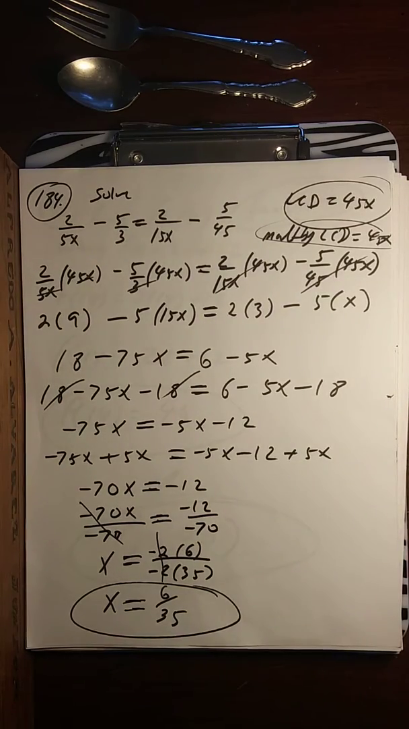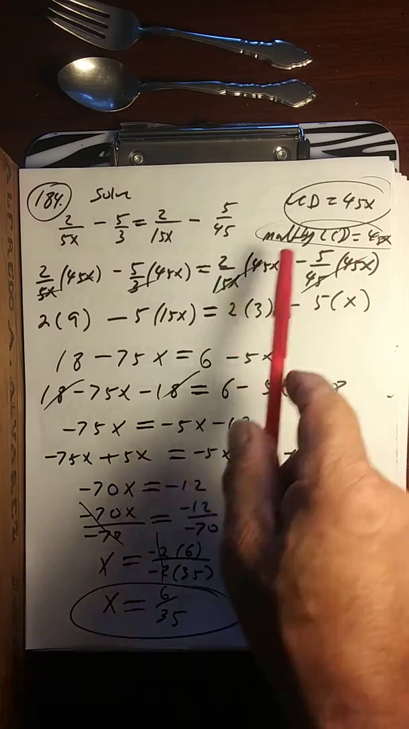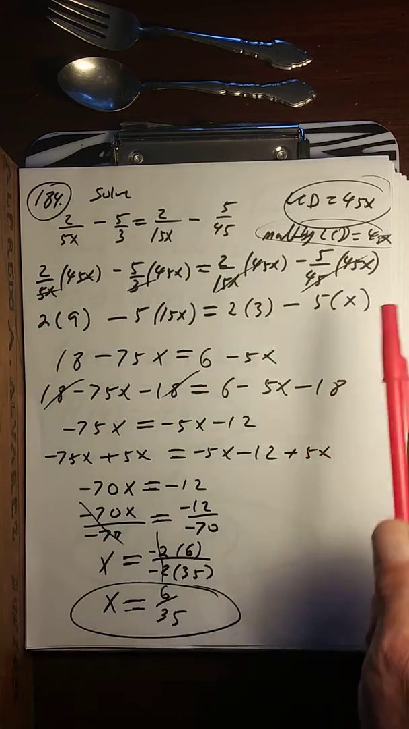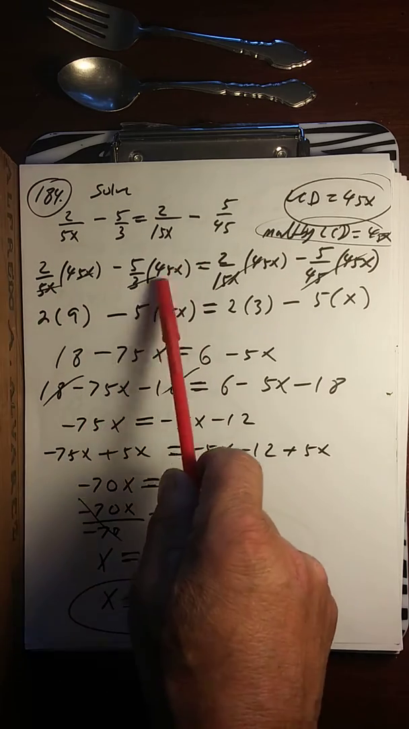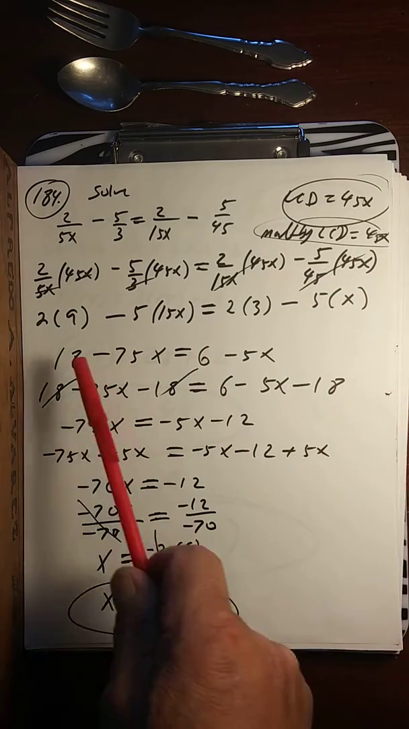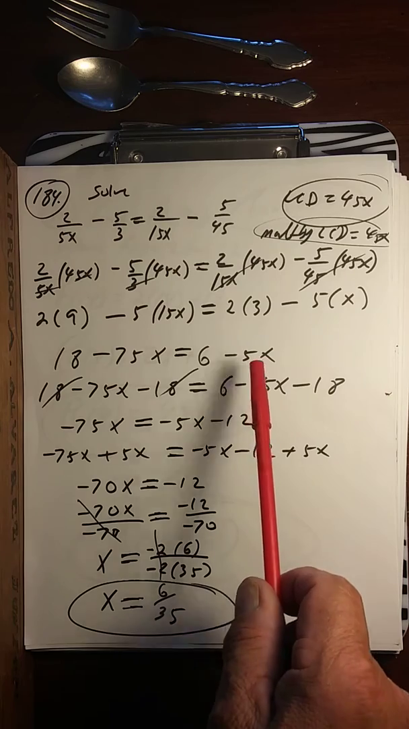So positive divided by negative is a negative. Alright, next one. We have another LCD, so we're going to multiply it. So 45x, all the way across, all four of these guys. So divide this one, divide it. That's going to give you 9. That's going to give you 15x. That's going to give you 3. That's going to give you x. So now 18 minus 75x equals 6 minus 5x.